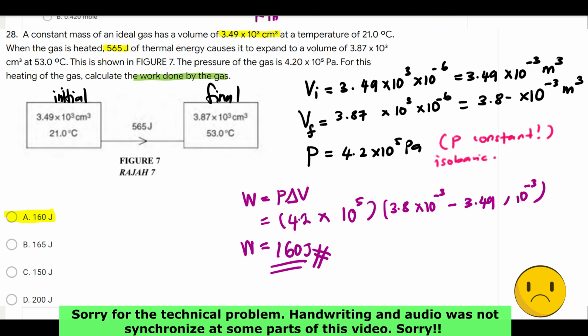So we can just substitute all the values. V final 3.8 exponent negative 3 minus 3.49 times 10 power of negative 3. So for W you will get the value of 160 joule. That means the temperature and the heat earlier were not needed. Just like this we can already calculate. So we finish example 28. So example 29.